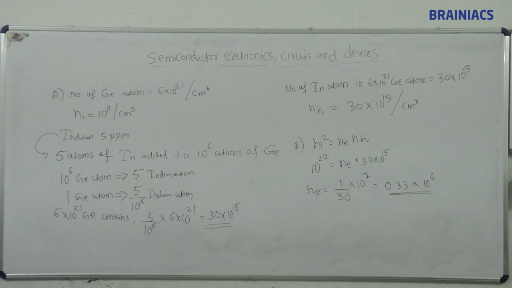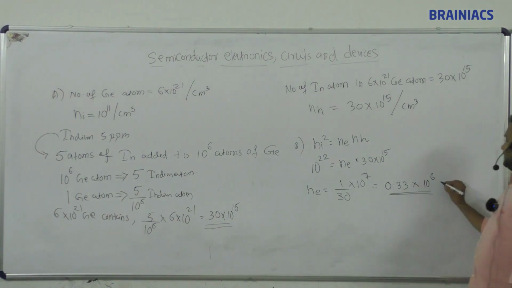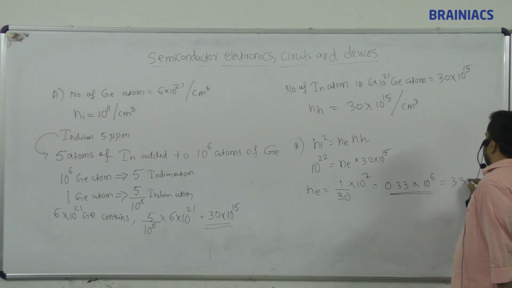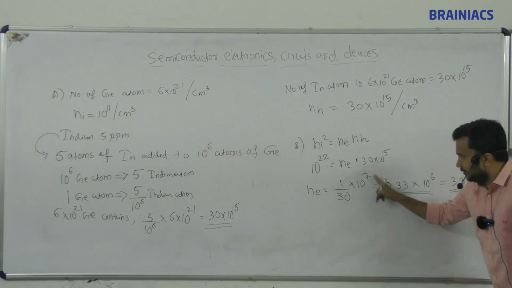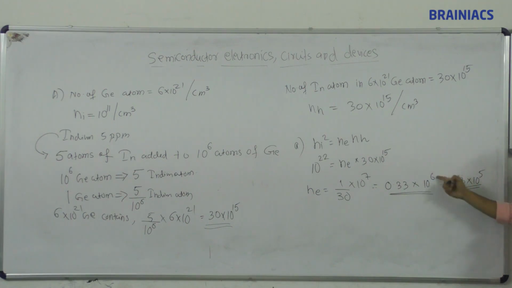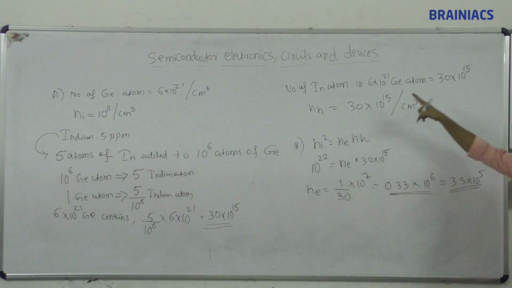0.33 into 10 power 6. Correct. So this can be written as 3.33 into 10 power 5 also. Simplify, nothing else. 1 by 3, then 0.33 into 10 power 6, the 0 and 0 cancel, so 10 power 6 becomes 10 power 5. So 3.3 into 10 power 5. Okay, so number of electrons is this one, number of holes we got.